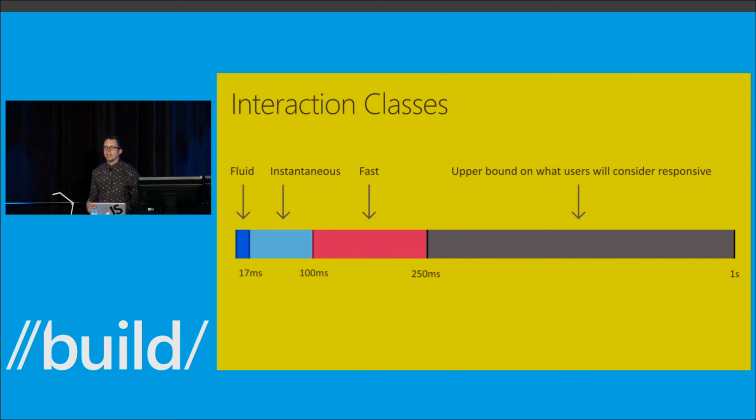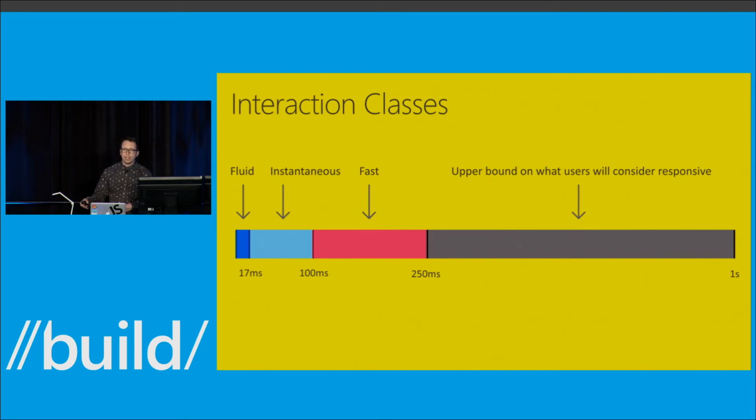One to the right, instantaneous. This is really about when you touch the screen and maybe the button automatically lights up, or you touch and drag and the object sticks to your finger, or you swipe and you get a smooth transition. So that's in that 17 to 100 millisecond category, the golden somewhere probably around 50 to 60 milliseconds.